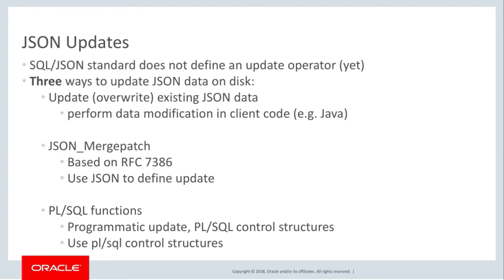The second approach, which Josh is going to talk about, is called JSON merge patch. That's based on a public RFC, and you use JSON to define the update. That has been documented in 19, so it's a relatively new feature, but to the best of my knowledge, we added it to 18 too. So it was added to 18, but not documented. But if you have 18 and not 19, you should be able to use it.